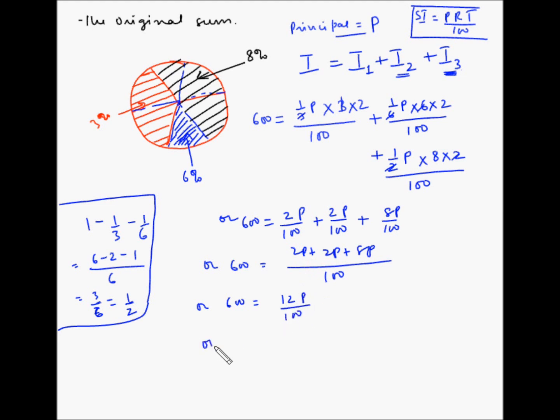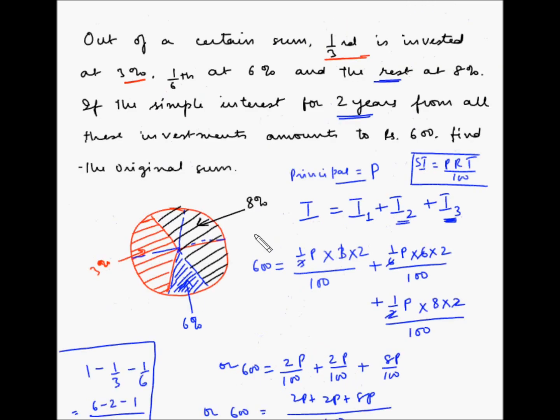Let's bring the numbers on the other side. So P is equal to 600 multiplied by 100 divided by 12. So 12 ones are 12, 12 fives are 60, and then 0. So P is equal to 5000 rupees. So this is the total investment, or total amount, that has been invested by this person.